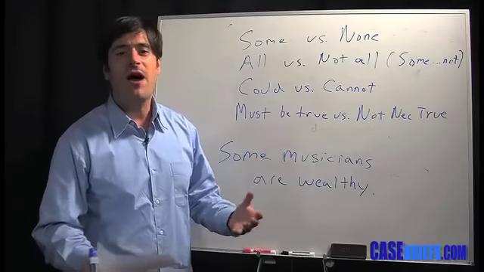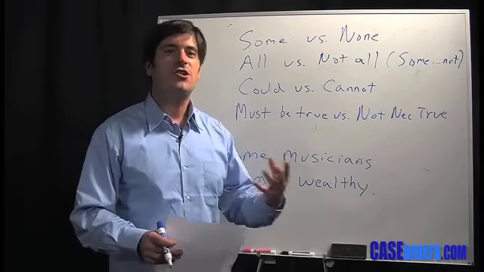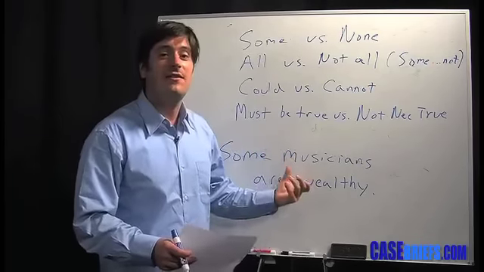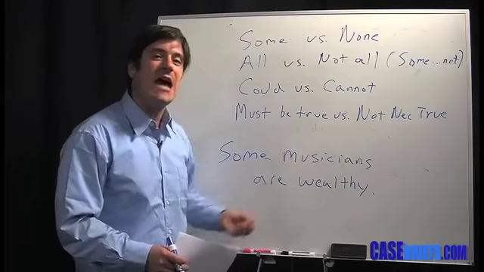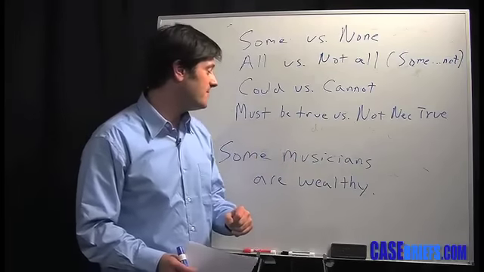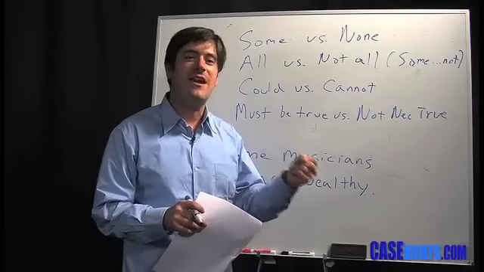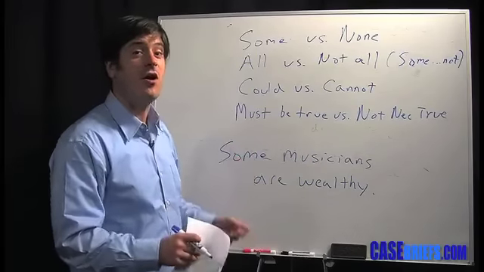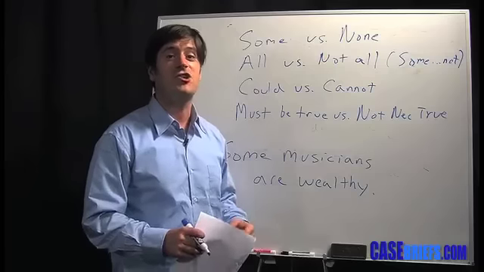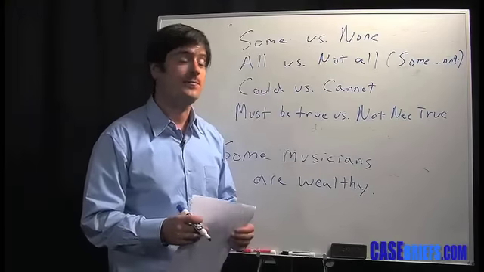If you're confused about how to do a negation, just say to yourself, this sentence isn't true. It is not true that some musicians are wealthy. Well, if that is not true, then you can definitely say that none of them are, because the logical negation of some is none.